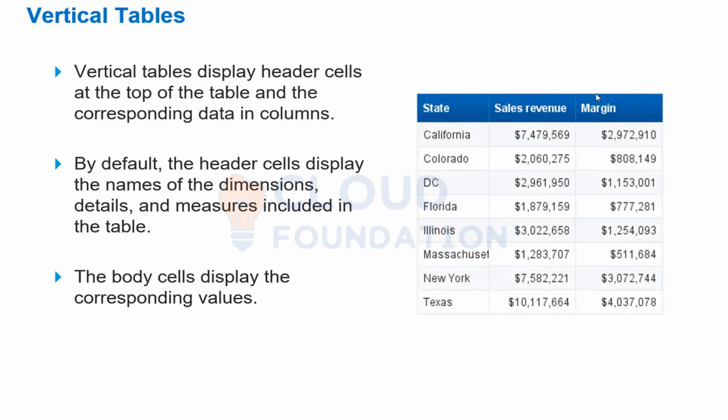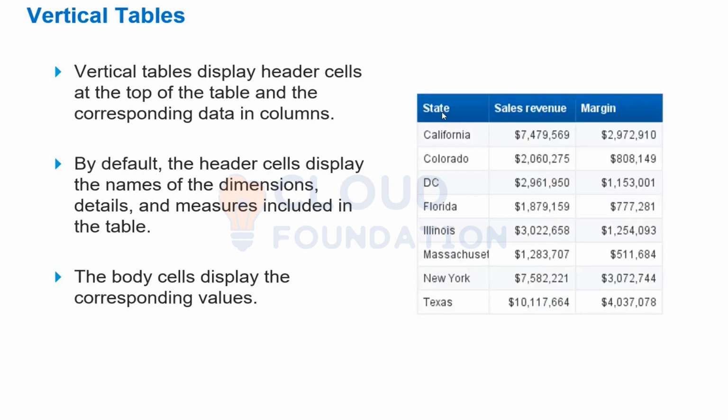By default, the header cell displays the names of the dimensions. If you see, this is the header cell which has the blue background. By default, what it will show us is this object name. Here, California, Colorado, this is coming from the object state, and this key figure, this number are sales revenue. This is a margin. By default, header cells display the names of the dimensions, details and measures included in the table. The body cell displays the corresponding values. This is the body and this is the header.